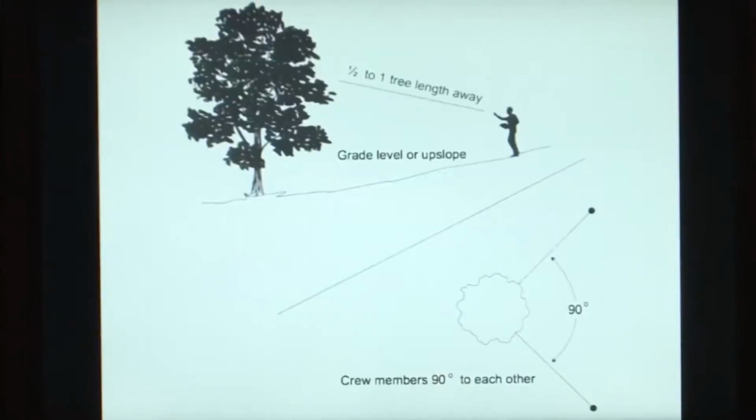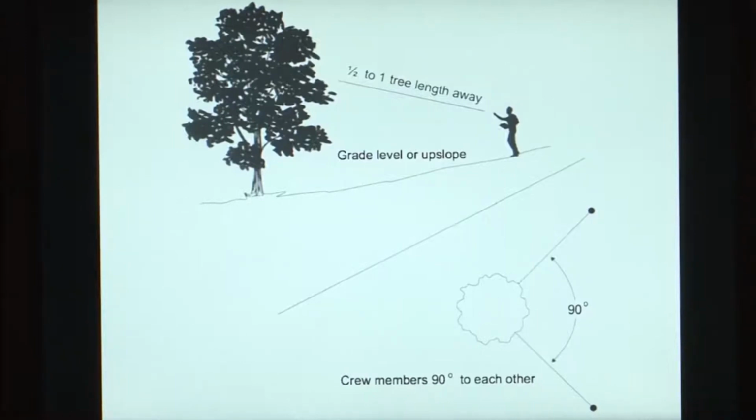If we look at this figure, here you can see an observer who is trying to take the measurement of this tree canopy. The person needs to stand at the grade level, that is the ground level, or on an upslope position. The distance from the tree should be approximately half to one tree lengths away, so that the whole canopy is visible from that point.